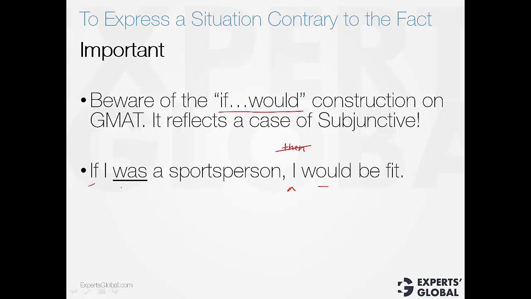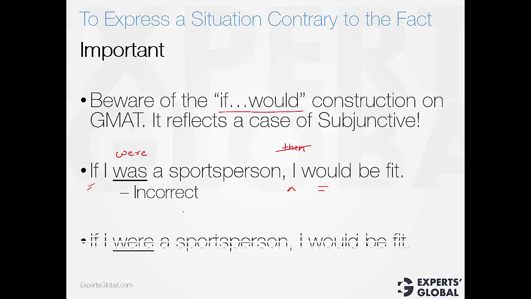Back to the subjunctive ways. If I was a sportsman, I would be fit. See, this is an if would construction leading to a subjunctive meaning, and therefore the correct usage here is not was, it should be were. So if I were a sports person, I would be fit. That's the correct usage.